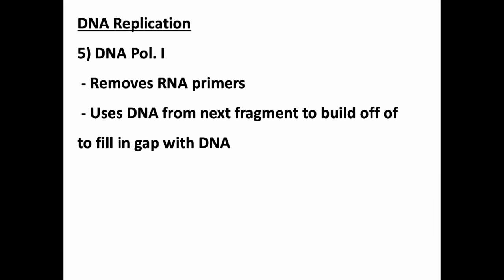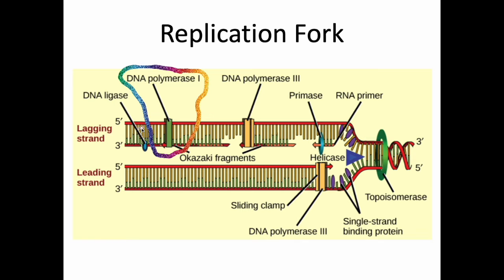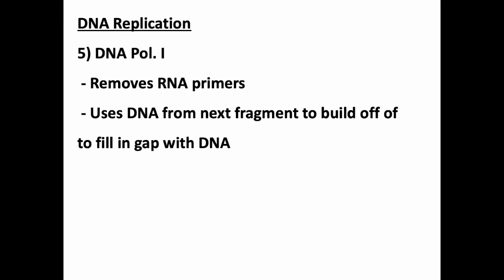So DNA Pol 1 does these two things. It removes RNA primers, very important, get rid of that RNA, and it uses DNA from the next fragment in line to build off of, to fill in that gap with DNA. So by the time we're done, all this RNA, all these primers, they will have been removed. We needed them only temporarily to get things started, but we're going to remove the primer, fill it with DNA. Remove the primer, fill it with DNA. Remove the primer, fill it with DNA. By the time we're done, there shouldn't be any of the RNA in the middle of this fragment.